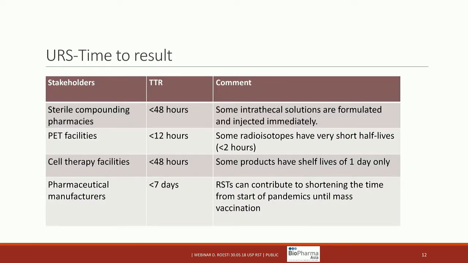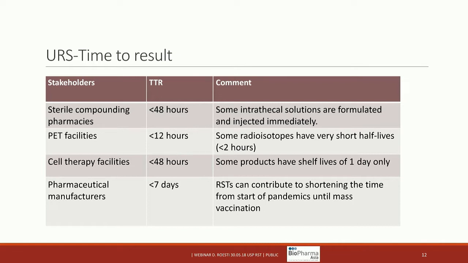Now, if you take a deeper look at the main user requirement specifications, the first one is time to result. So what do we mean by fast time to result? It depends on the stakeholder group. Based on our expert discussions, there were actually different times to result, depending on the stakeholder group.